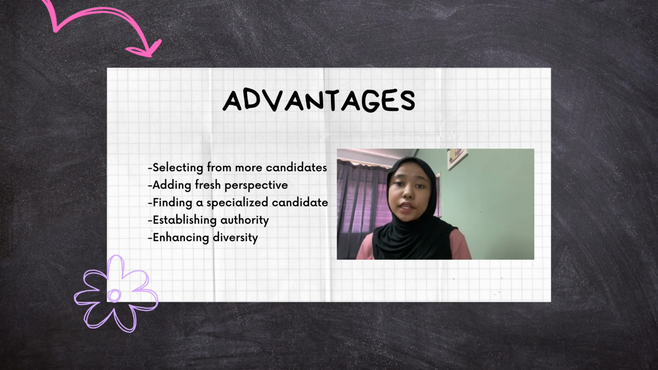Third one is finding a specialized candidate. Searching outside your organization can allow you to find a candidate who has more relevant experience and training for the job you need to fill. Fourth one is establishing authority. It may be challenging for current employees to view one of their peers as an authority figure after working at the same level. Hiring a manager from outside the company can make it easier for them to establish their leadership role than it would be for an internal candidate.